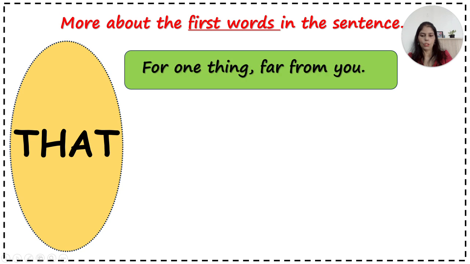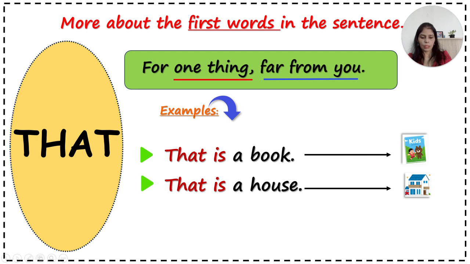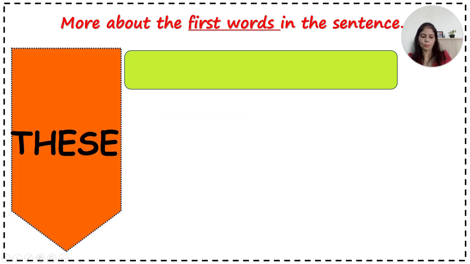Now, that is used for one thing far away from you. So it's the opposite of this. Although the thing is just one thing, it's far from you. You might have to get up from your place and go to another room, some other place, to pick that thing up. For example, that is a book, that is a house, that is a car.